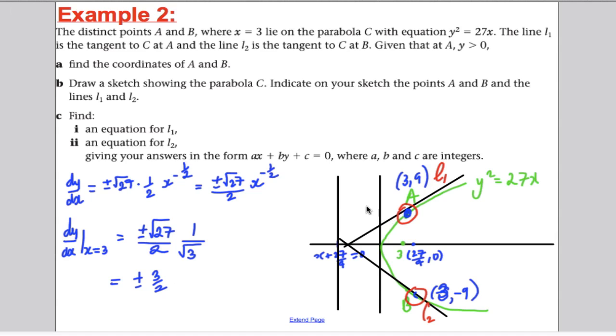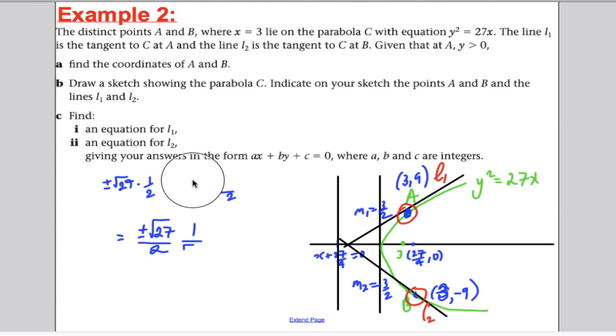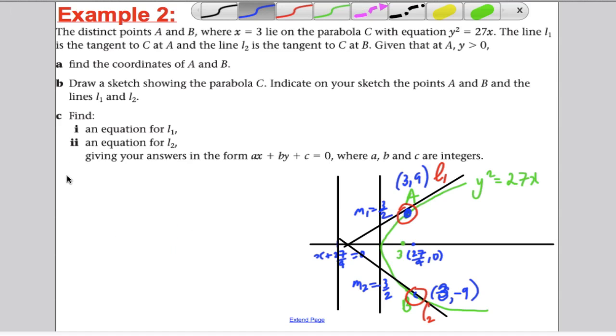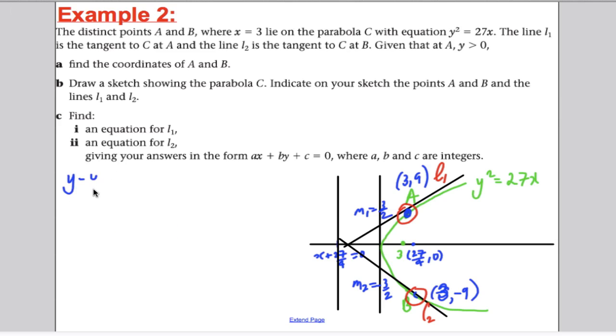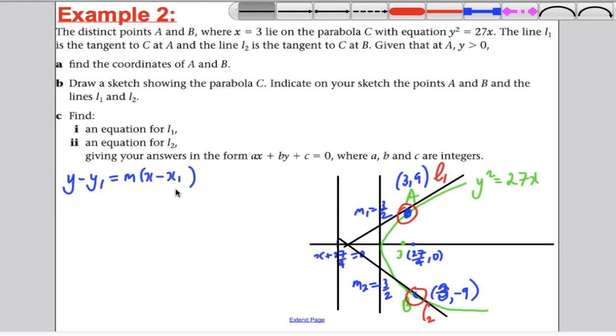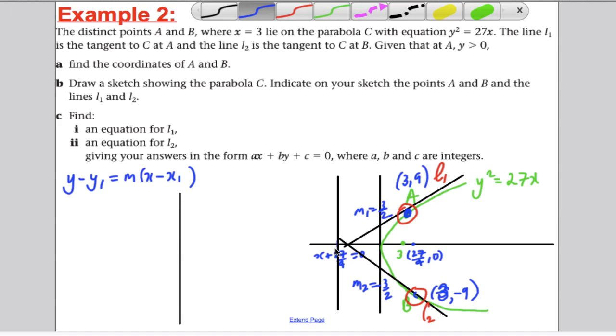So this one here, just looking at it, has a positive gradient, 3 over 2, and this one must have the gradient negative 3 over 2. Now I can find the equation of that tangent and that tangent quite easily. Remember, dy by dx is plus or minus 3 over 2. We know the equation of a line is y minus y1 equals m times x minus x1. Let's do it for the two different ones, starting with this one here, L1.